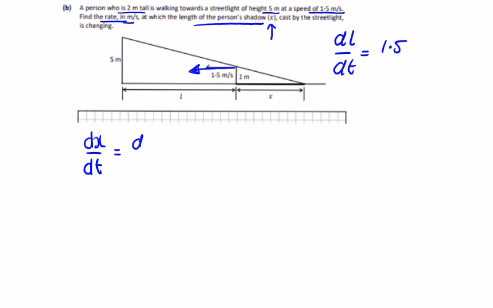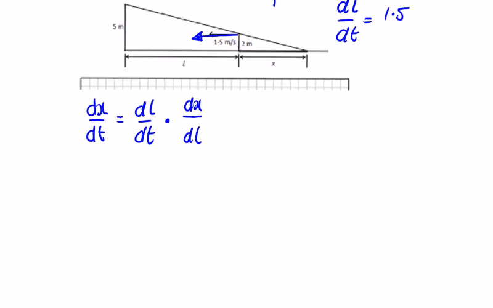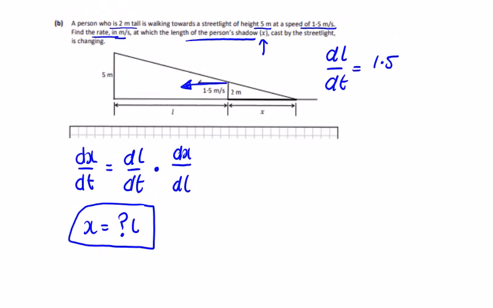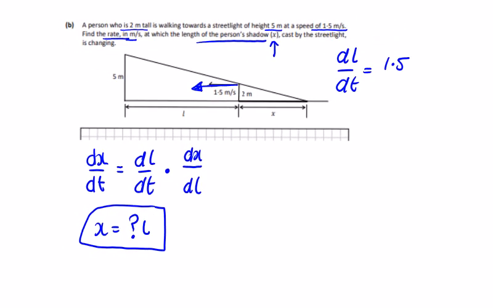So we've identified that we have the dL/dt, and I'd have to multiply the dL/dt by dx/dL to get the dx/dt, so that the L's cancel. So we need to get what x is in terms of L. So x is equal to something in terms of L. That's the secret, or the key, to this question. So what is x in terms of L?